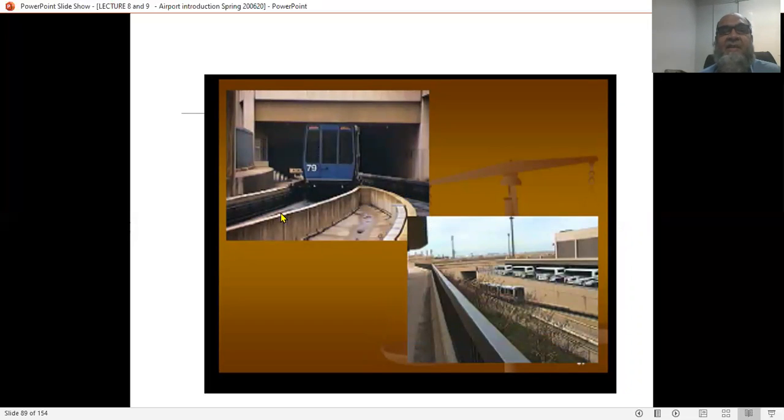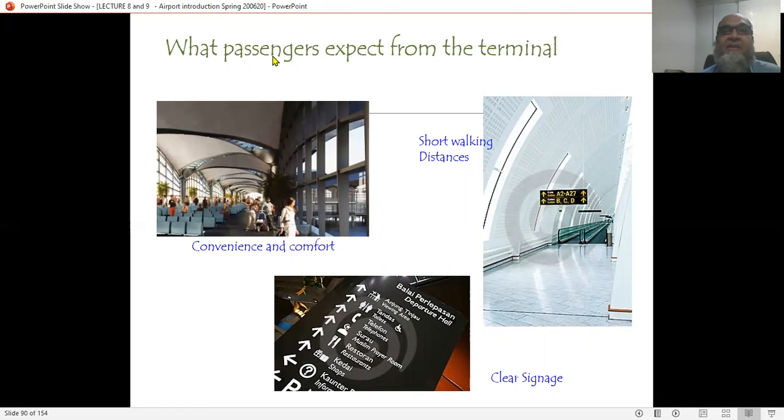This is what I'm saying, that they are connected within the hybrid point to the terminal building. The trains are usually there. One example is Kuala Lumpur in Malaysia, where you are transported from the aircraft to the terminal building via train. It hardly takes 5 minutes and saves a long walking distance. So what is the expectation? Convenience and comfort, short walking distances, and clear signage. That's very important in the local language as well as in a foreign language, especially English.